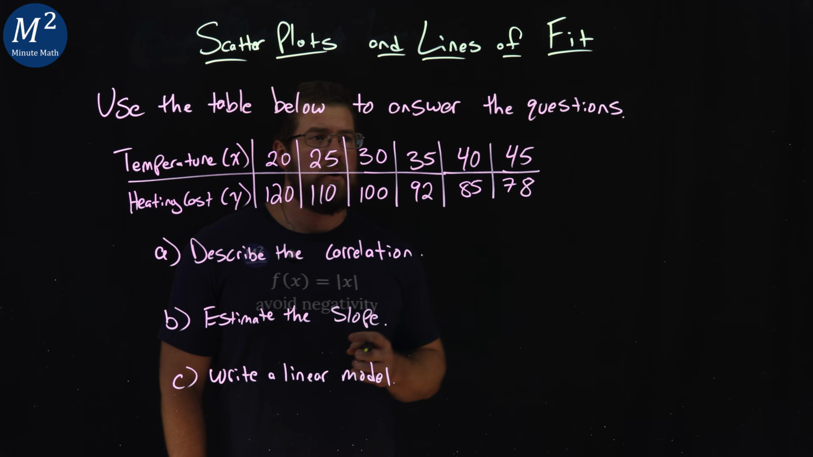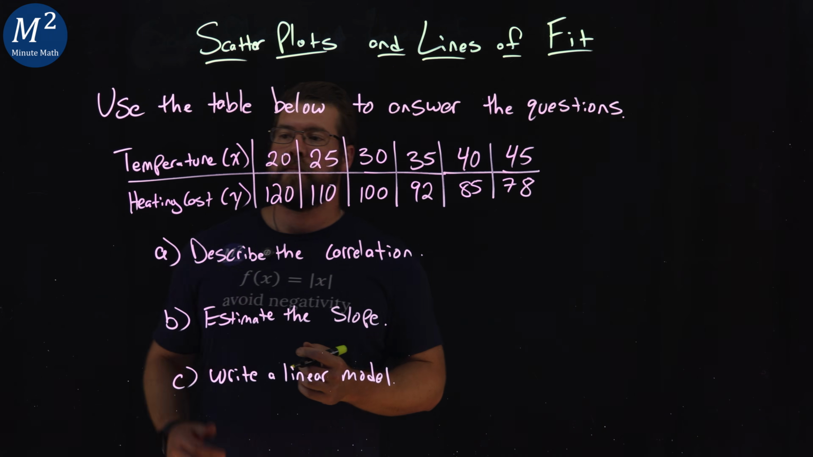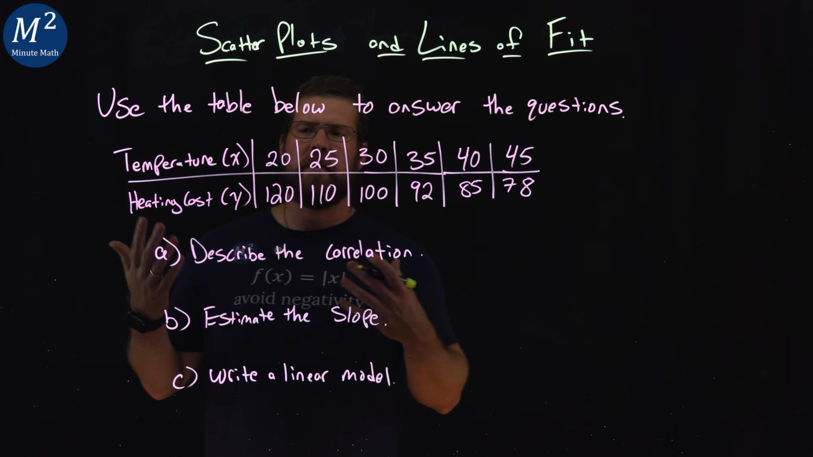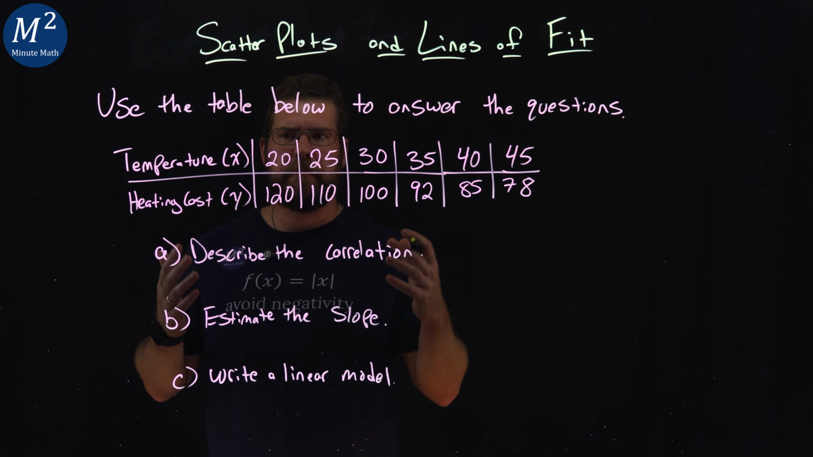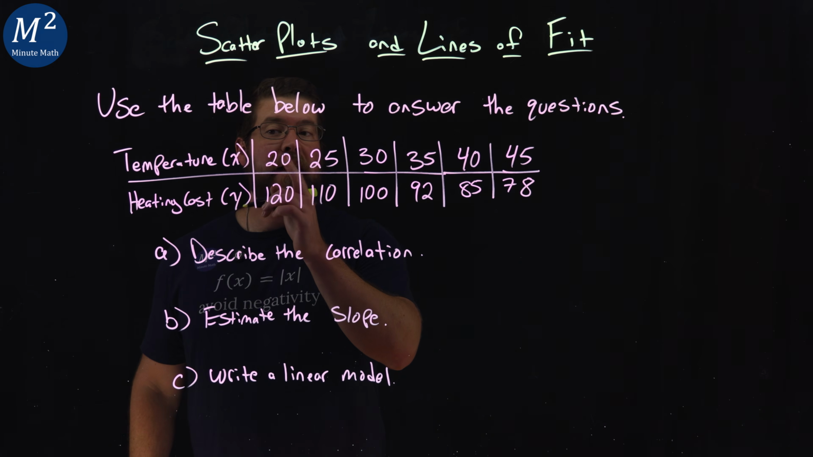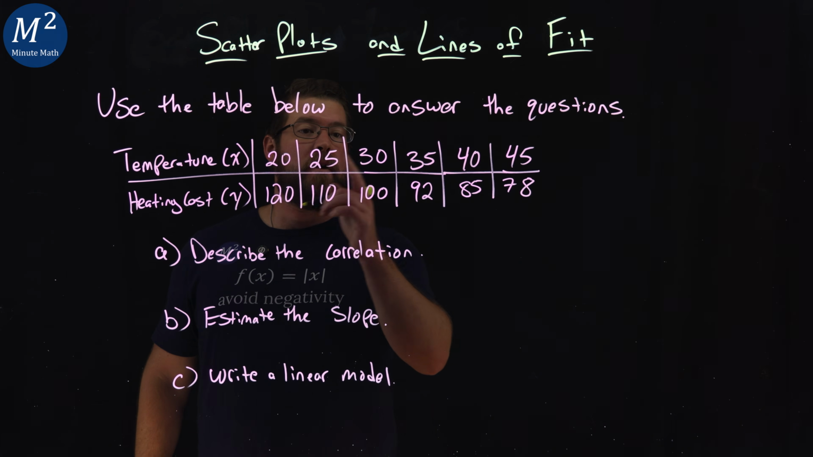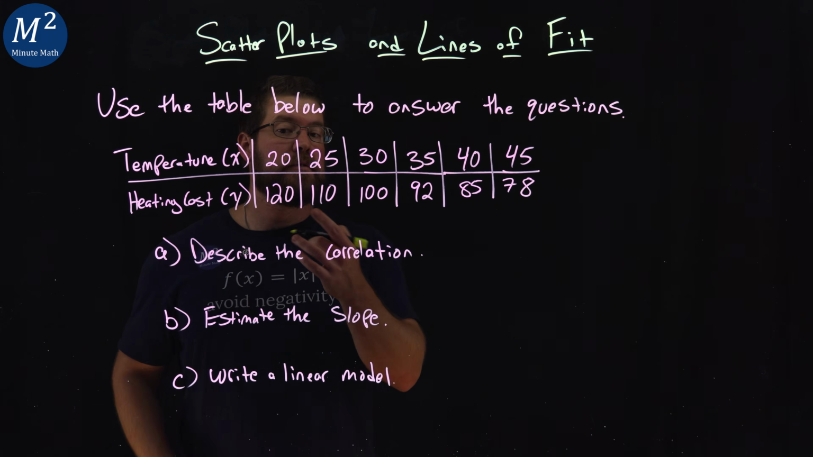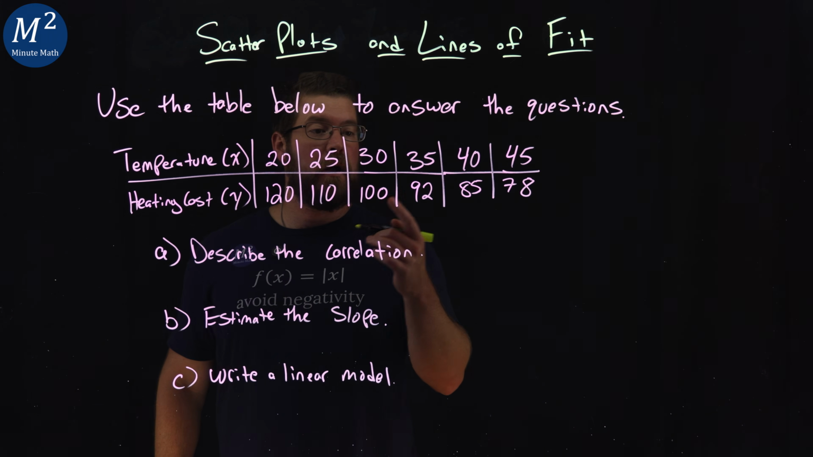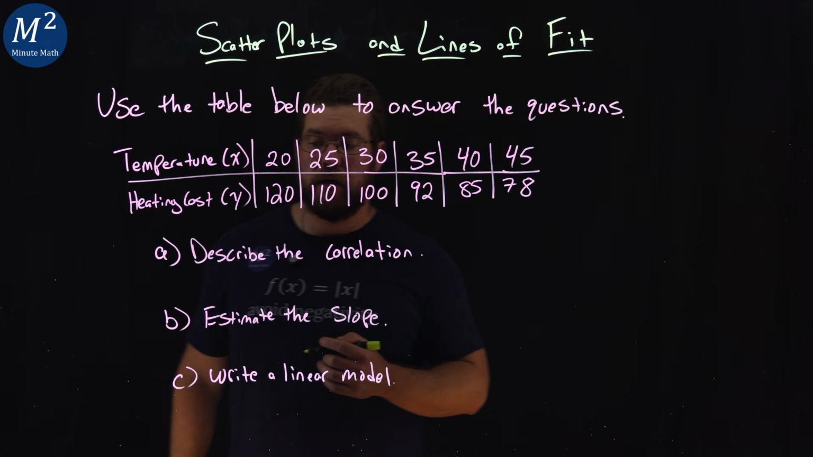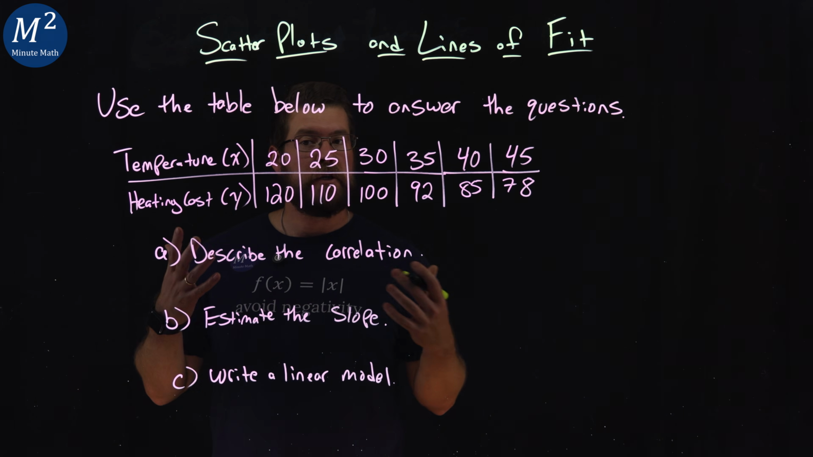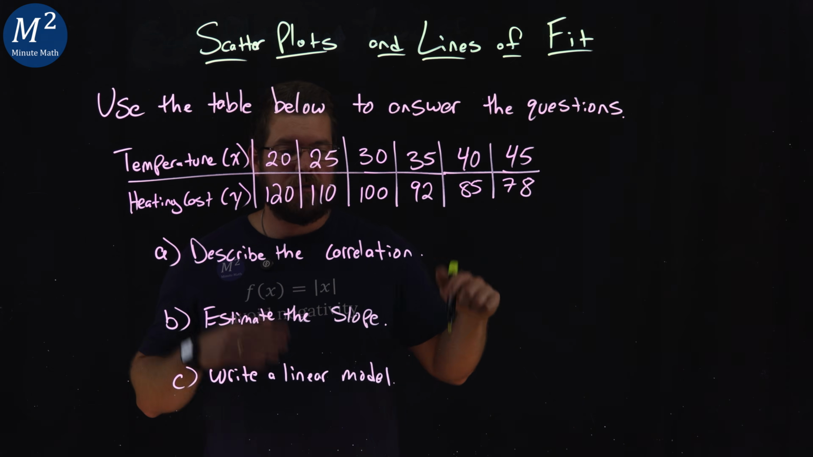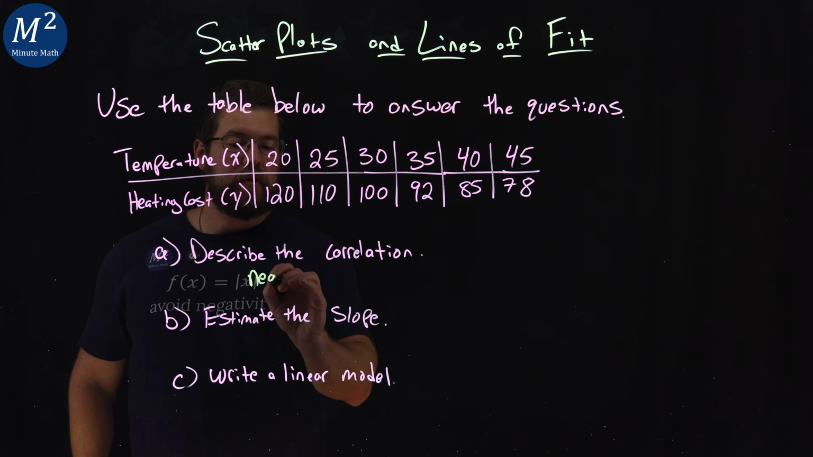Use the table below to answer the questions. We have a temperature here, x, and heating cost, y. We're not giving units for this, but we can assume it's degrees and some cost there. As the temperature x increases, 20, 25, 30, 35, 40, 45, our heating cost y goes down: 120, 110, 100, 92, 85, 78. So describe the correlation. As x increases, our heating cost decreases, meaning we have a negative correlation.